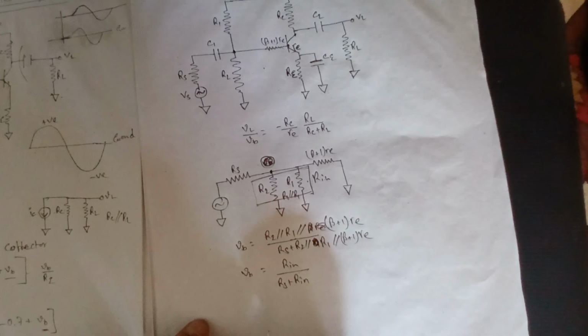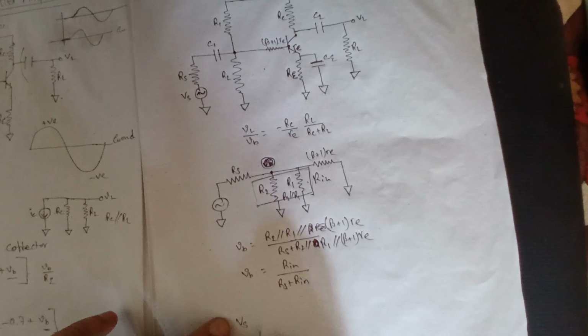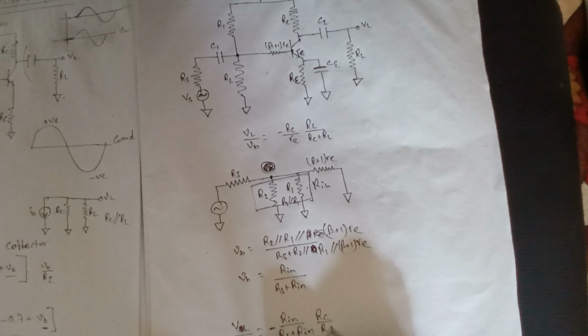So our ultimate amplification from Vs, VL by Vs, is simply Rin by Rs plus Rin, times our base formula, minus RC by small re, times the amplification due to this branch, RL by RC plus RL.